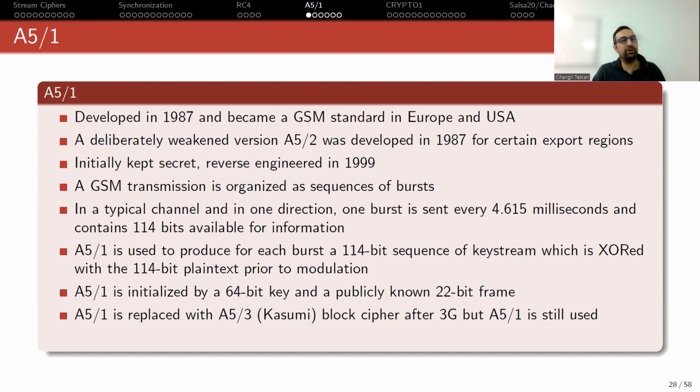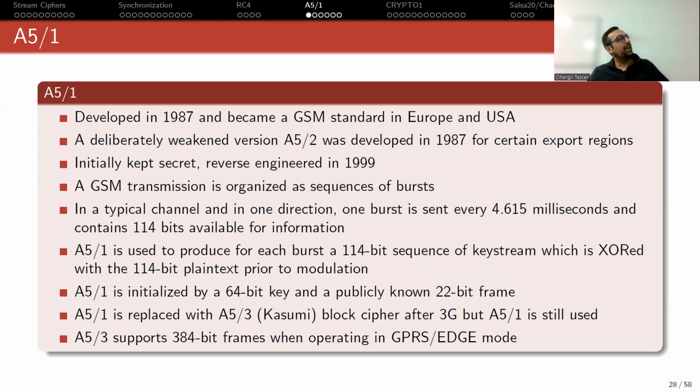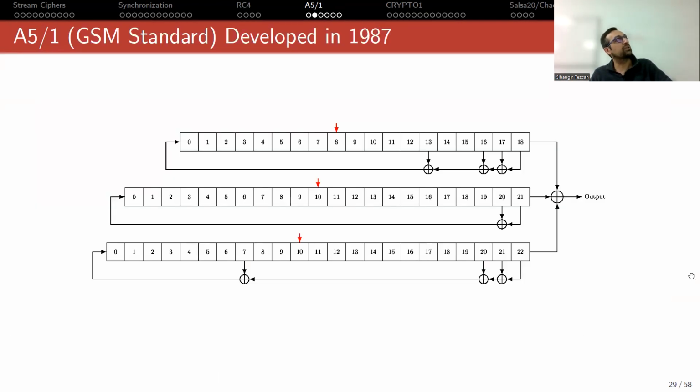But nowadays, we don't know which algorithm we are using, right? So, for instance, if you call me right now, you don't know if we'll be using A5/3, A5/1, or maybe we will be talking as plaintext. Actually, the GSM operator might choose this option too, okay? At that point, everybody can listen, of course. A5/3 supports 384-bit frames when operating in GPRS and EDGE mode, so this is why you get better internet speed, due to 4G, 5G, and so on. Okay, so the technology changes.